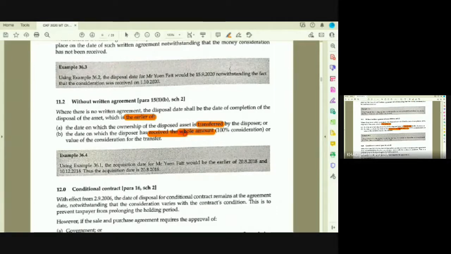For example, if you have transferred the property in 2018, but it only takes you one year to have received the full amount, in this case we take the earlier, so your holding period starts from 2018. The earlier your acquisition date, the longer your holding period, the lower your tax rate.